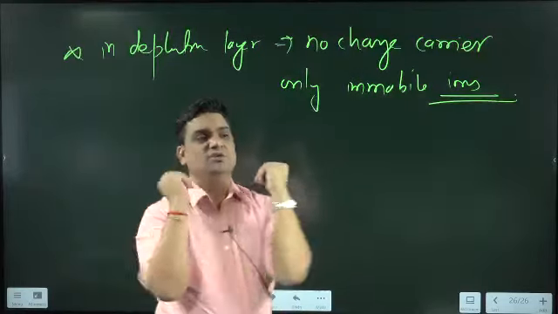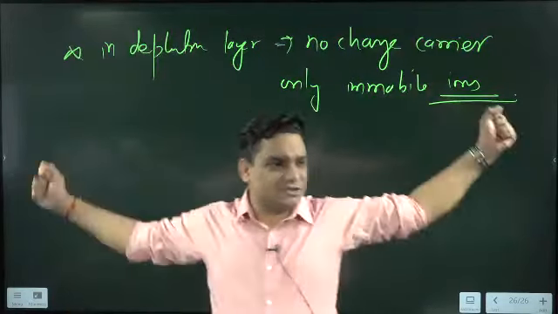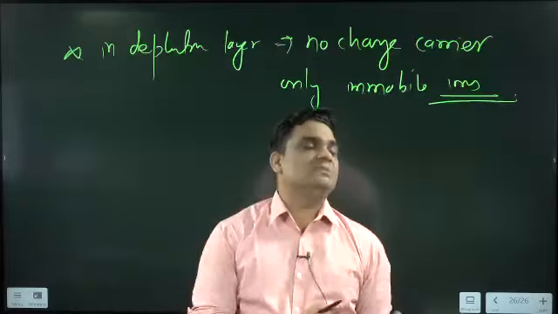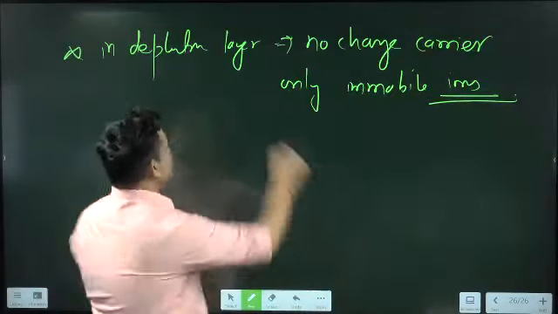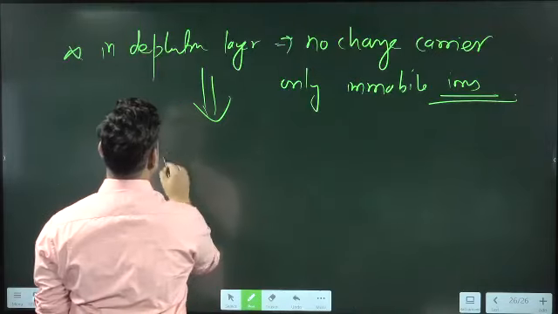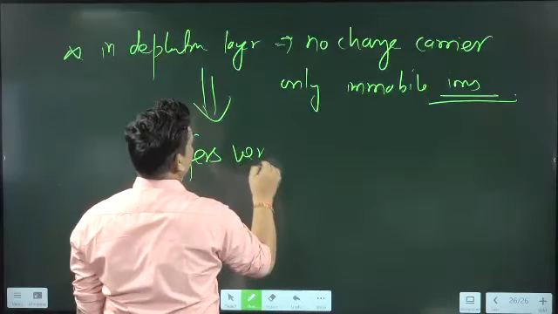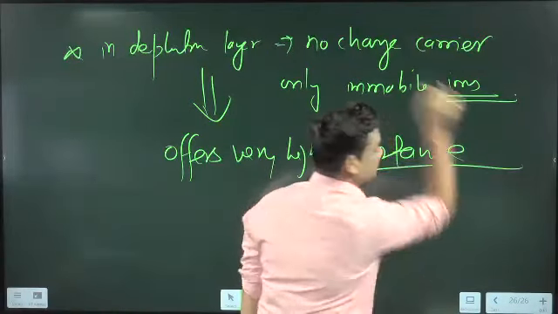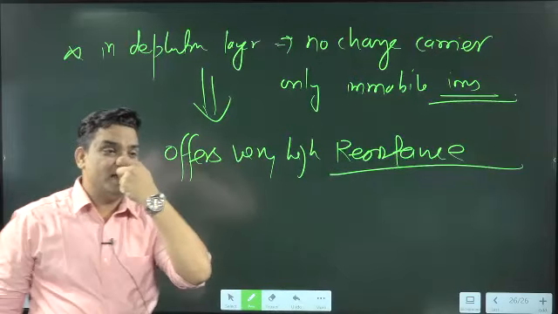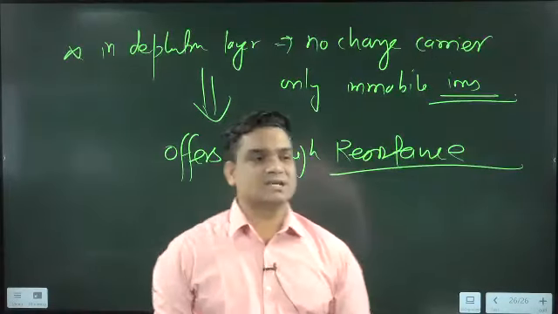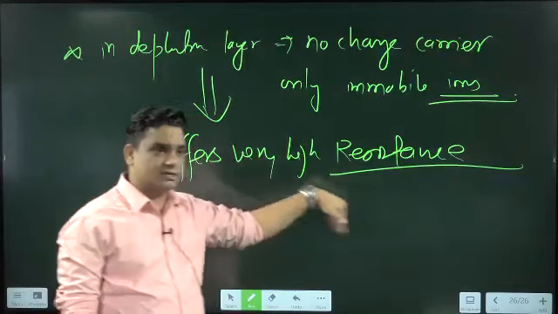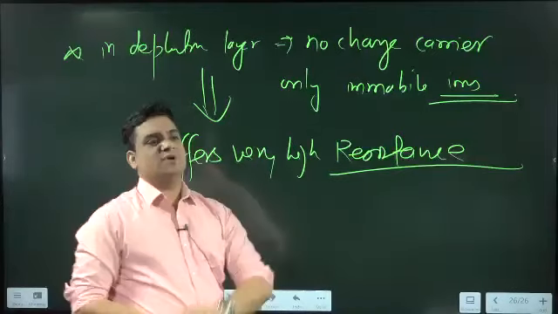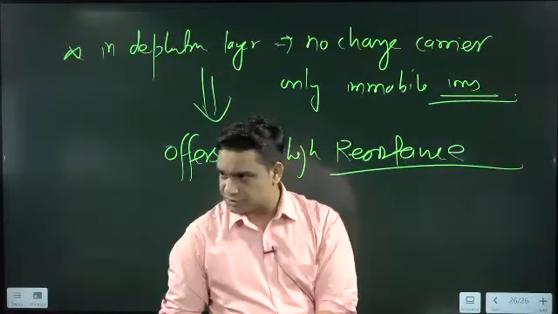So does this give you conductivity, or does it offer a very, very high resistance? Because there is no one to conduct, there are no carriers. Does the depletion layer offer high resistance or low resistance? Yes, it offers very high resistance. And why? Because only immobile ions are there which cannot move, and carriers are not there. So it offers very high resistance. Clear? Over. Now we have the forward bias as well as the reverse bias conditions.